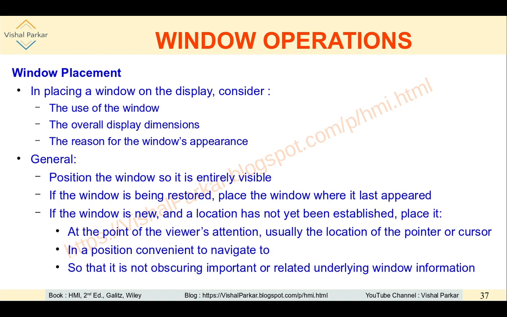We need to consider the use of the window, the overall display dimensions available to us, and the reason why the window is available there. In general, position the window so it is entirely visible. If the window is being restored, if it was already minimized and that is being restored, place the window where it last appeared.